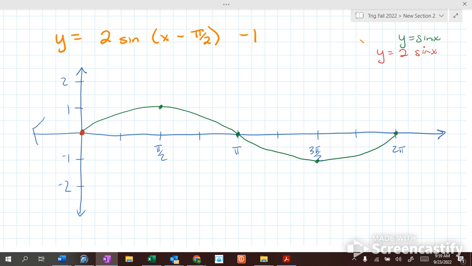So then what happens at pi over 2? Where do I go? Up to 2, because you multiply 1 times 2 and you get 2. At pi, where are you going to be at? 0. At 3 pi over 2, where are you going to be at? Negative 2. And at 2 pi, where are you going to be at? 0.